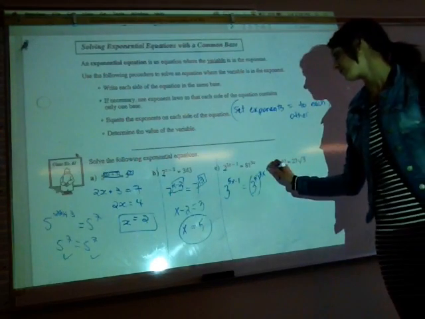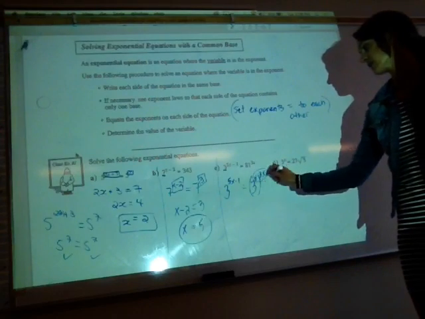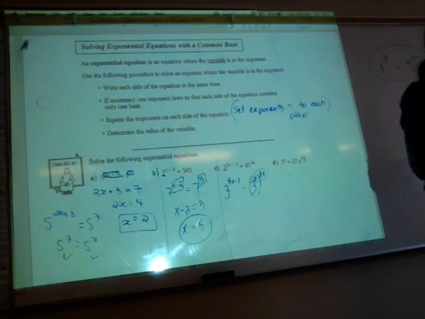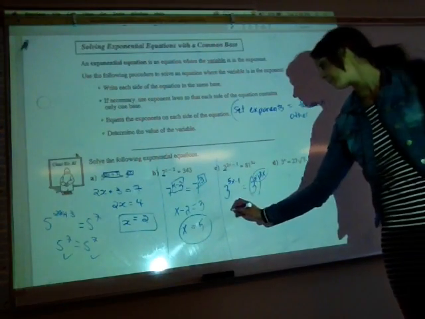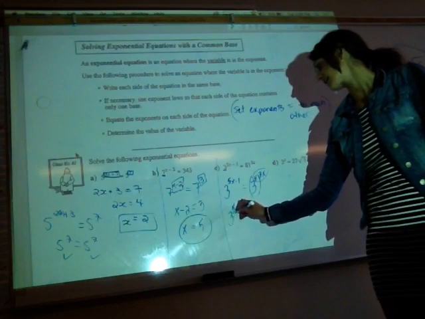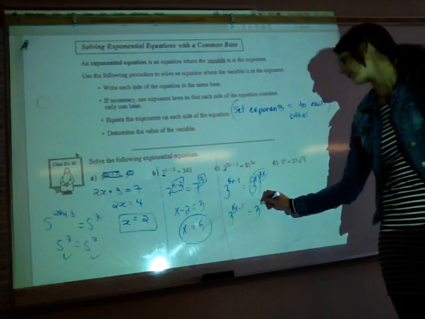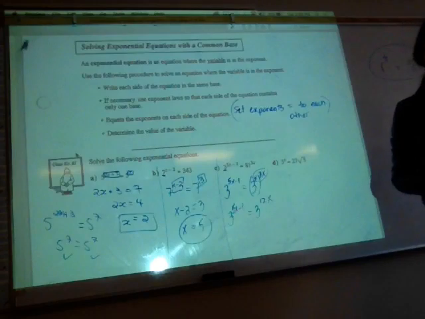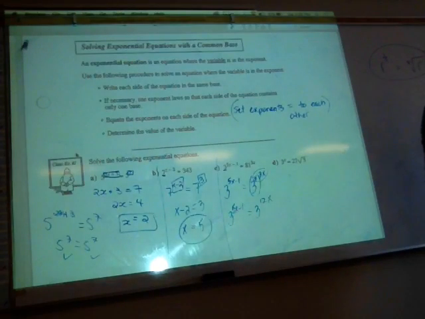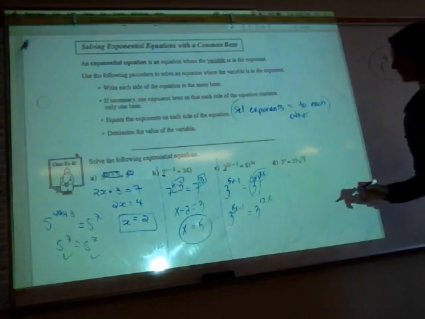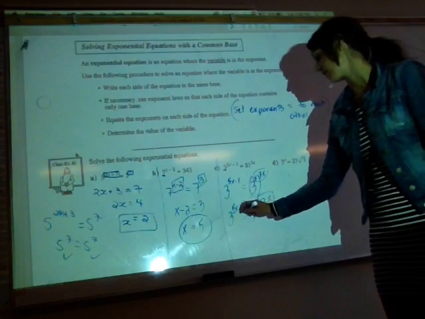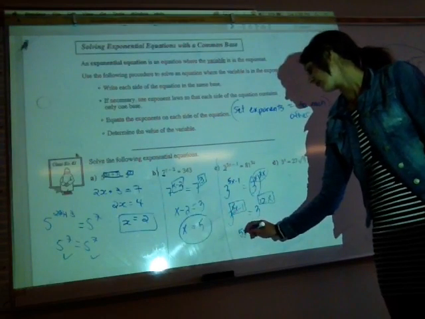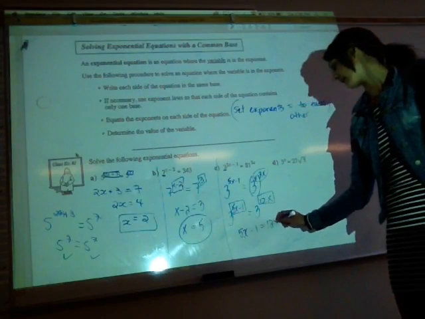Okay. Before I can evaluate, I just need to make sure that I multiply those exponents. It's power to power law. So I have 3 to the power of 5x minus 1 equals 3 to the power of 12x. Same base. Set those exponents equal to each other. 5x minus 1 equals 12x.